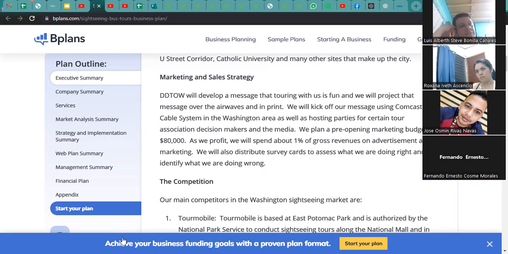It says, as we profit, so that means whenever they get more profit, they will spend 1% of gross revenues. So what is gross revenues?